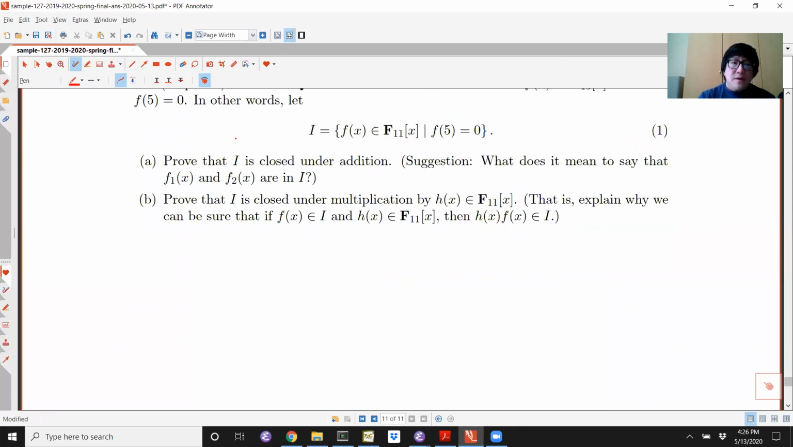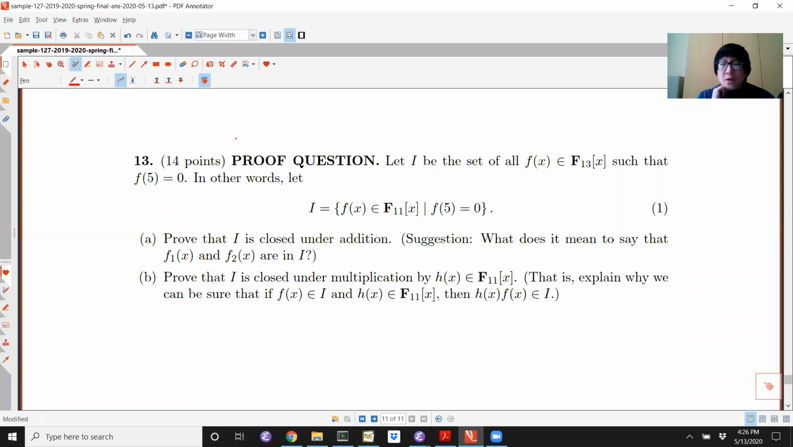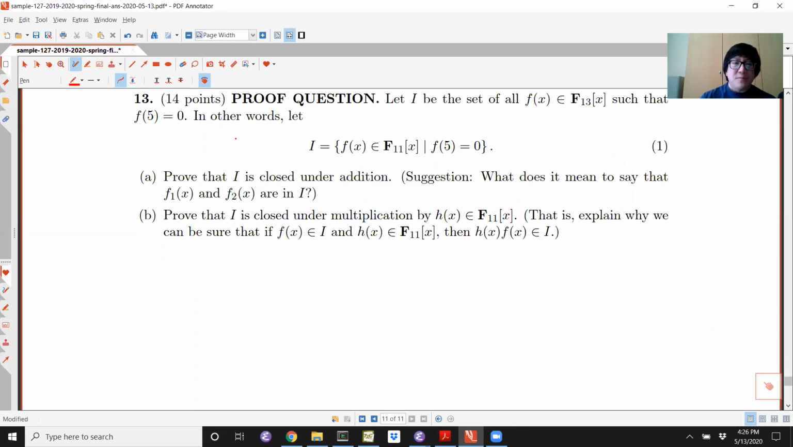Here we go. So I think this is the last one. Yep, that's it. Let I be the set of all polynomials f of x in F13 bracket x such that f of 5 equals 0. In other words, it's the same thing except written out in notation. Prove that I is closed under addition. So what does that mean?